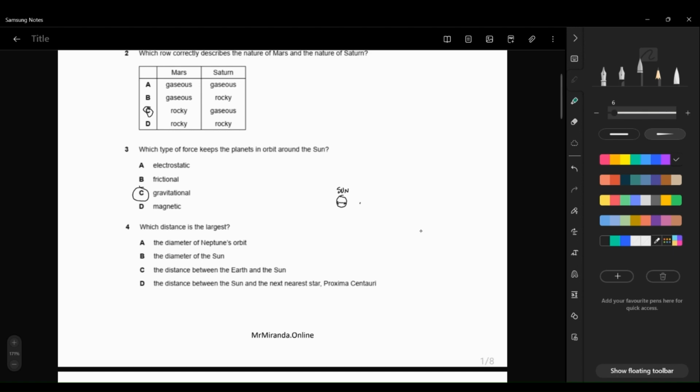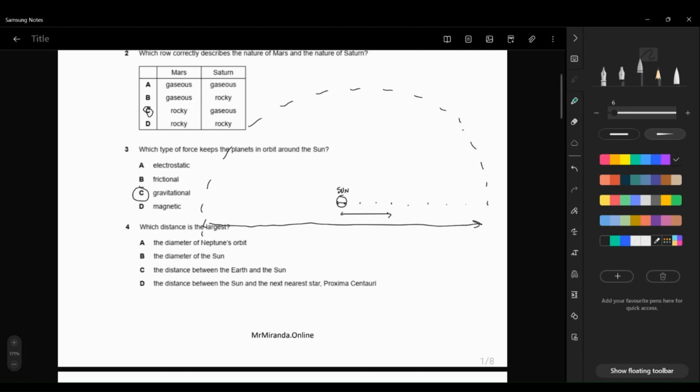So if this is Mercury, Venus, Earth, obviously not to scale, this distance between the Earth and the Sun will be the next in this set of options. The diameter of Neptune's orbit will be the next one. So Earth, Mars, Jupiter, Saturn, Uranus, Neptune. Again, not to scale, but the diameter of this orbit over here would be the next one in scale.